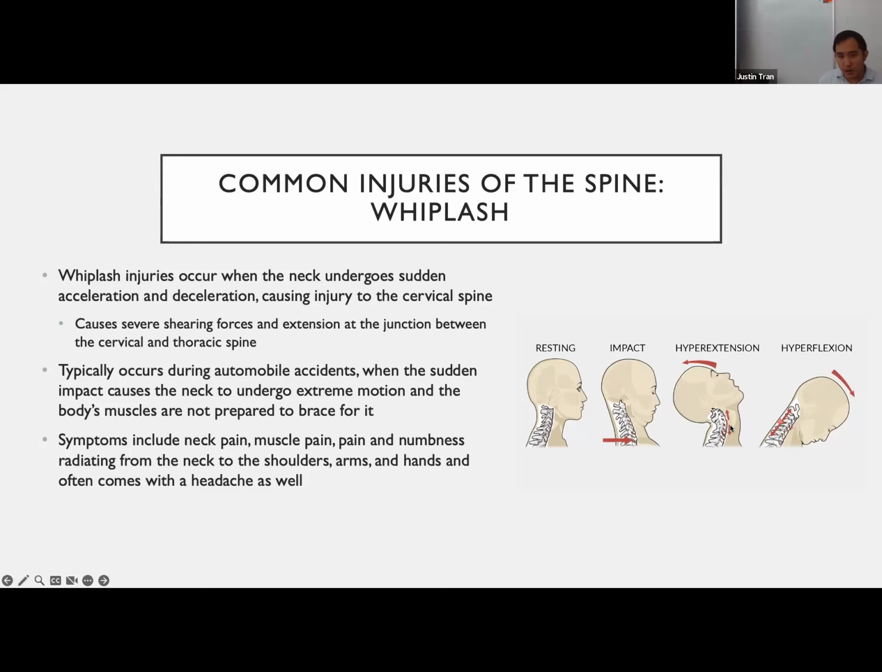So when whiplash occurs, you basically have damage to a lot of the bones and a lot of the tissue and the ligaments and the tendons that are in your cervical spine. Okay. And so a lot of the symptoms include neck pain, muscle pain, numbness radiating from the shoulders, arms, and hands, and a lot of times headache as well. Okay. And the difficult thing about whiplash is that a lot of times, you don't experience the pain or the symptoms until maybe a few days later or a week later.